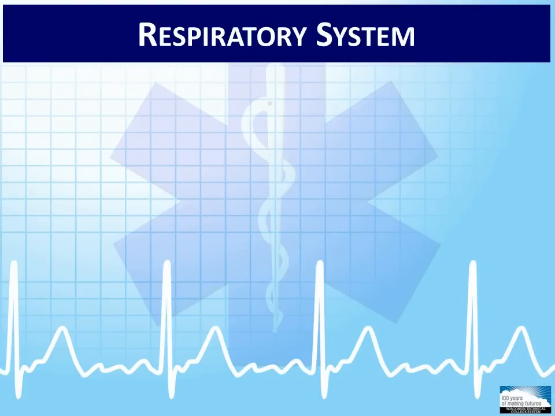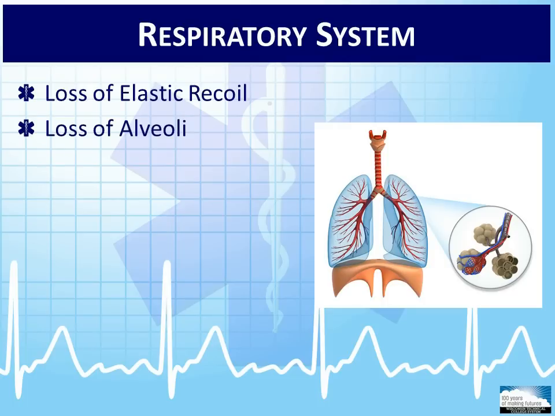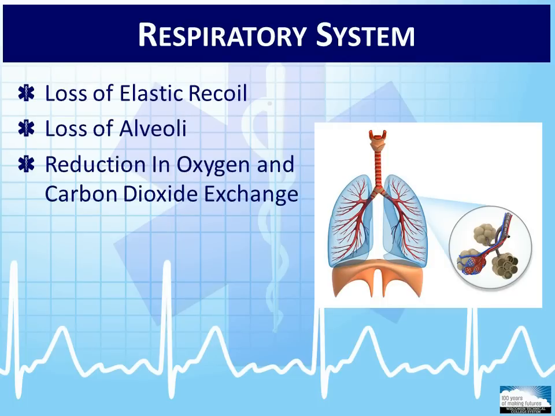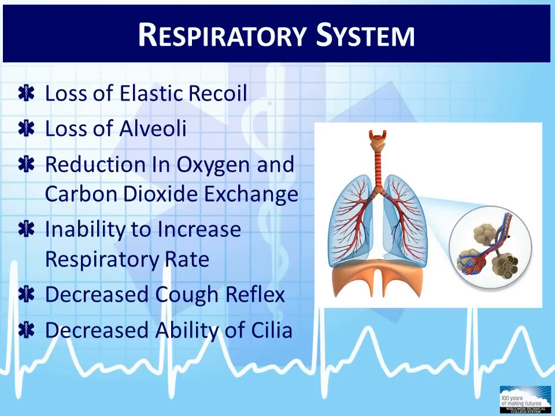Anatomical, physiological, and pathophysiological changes that occur in the respiratory system over time include the following: loss of elastic recoil in the chest wall, resulting in air trapping and an increase in dead space within the lungs and residual volume. Loss of alveoli, reduction in oxygen and carbon dioxide exchange, an inability to increase the respiratory rate, and a decrease in the size and strength of the respiratory muscles, leading to a decreased ability for the patient to compensate. A decreased cough reflex that increases the risk of aspiration, and decreased function of the cilia, resulting in ineffective removal of bronchial secretions and a decreased ability to cough, both of which can increase the likelihood of infections.